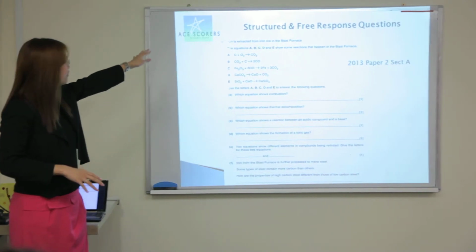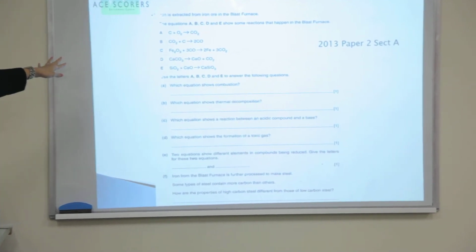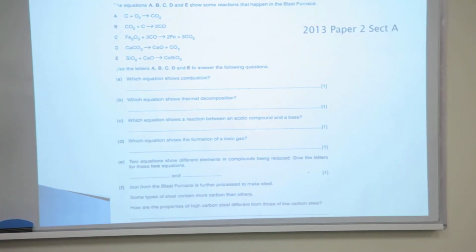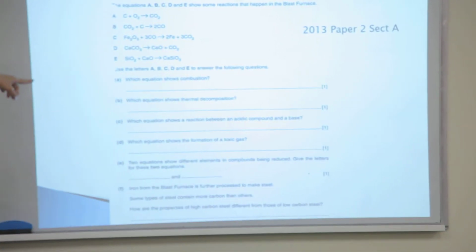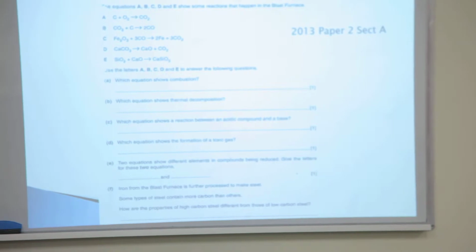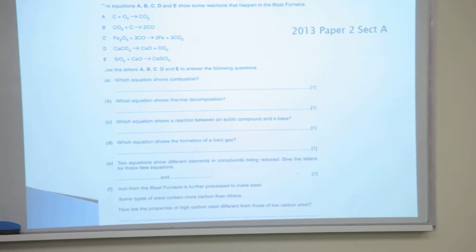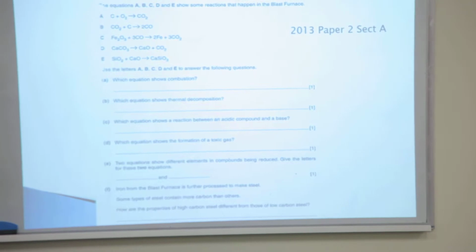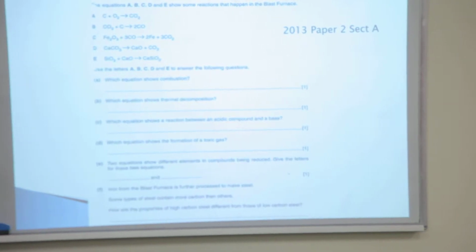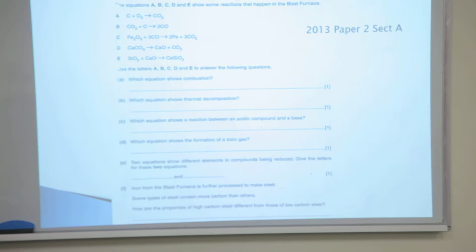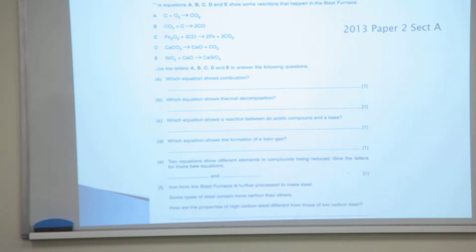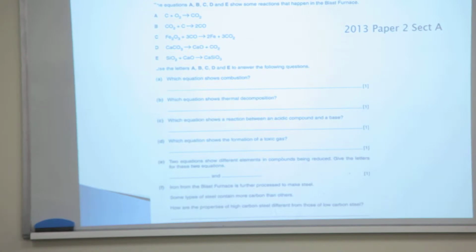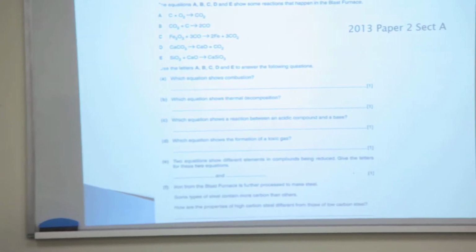For example, they have given you all these 5 equations. These are what the students should have already memorized before the exam comes. Now the second part: which of these shows a thermal decomposition? The thermal decomposition concept is only taught to them in a chapter on matter. Then on part C: which equation shows a reaction between an acidic compound and a base? That is another chapter, which is acids, bases, and salts. So you can see that just in this blast furnace application, they have brought in other topics to test the students.